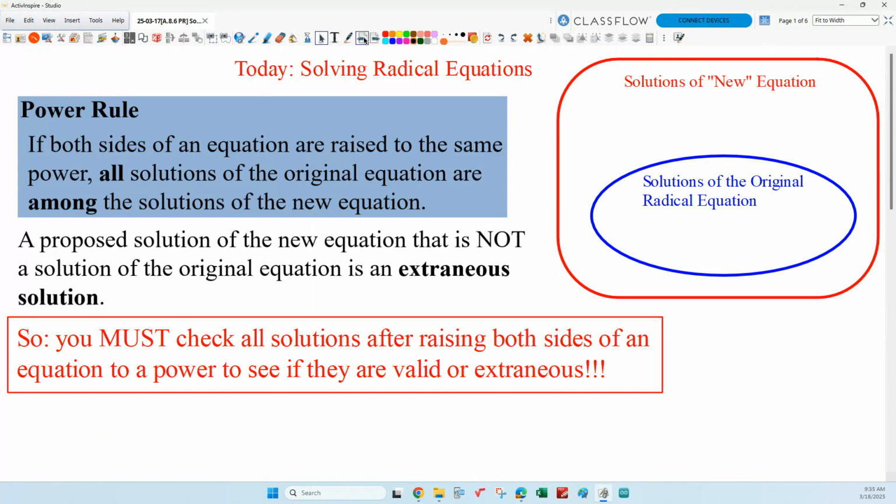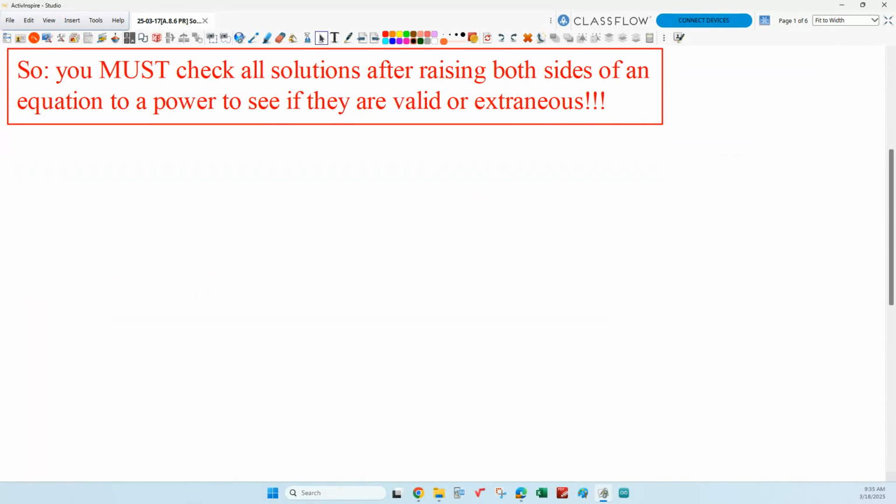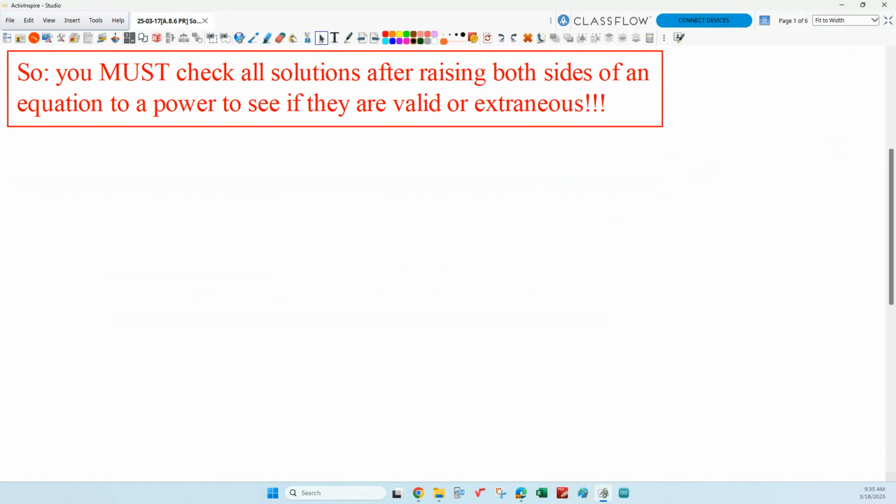So here's a way to think about that. If the blue set here represents all the solutions of the original equation that involved radicals, when we square both sides or cube both sides, we expand the set of solutions to that new equation. So in addition to getting solutions to the equation we're trying to solve, we're going to get some new kind of false solutions. We call them extraneous solutions, right? So what's that mean? This is the really important thing you have to always remember to do. You must check all your solutions in the original equation after you raise both sides to a power, because some of the solutions you get may be false. They might be extraneous.